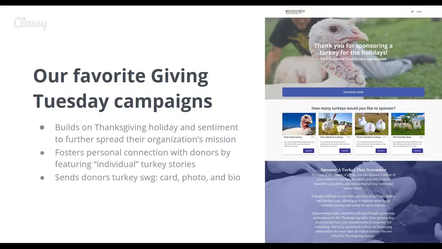Our final favorite campaign isn't quite a Giving Tuesday campaign, but it's an awesome example of a creative appeal from an organization that knows its supporters and what motivates them. Released in November and positioned as a Thanksgiving holiday alternative, Woodstock Sanctuary positions donations as turkey sponsorships. They send donors a card, a photo, and the rescue story of donors' new turkey friends. They further empower supporters to spread the word, encouraging these sponsorships as gifts and thought-provoking centerpieces for the Thanksgiving table.